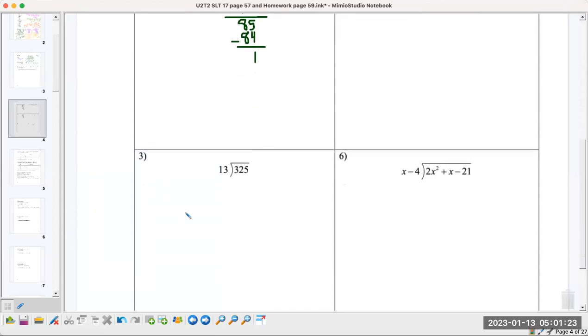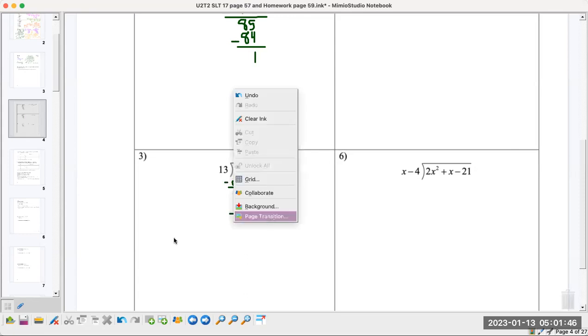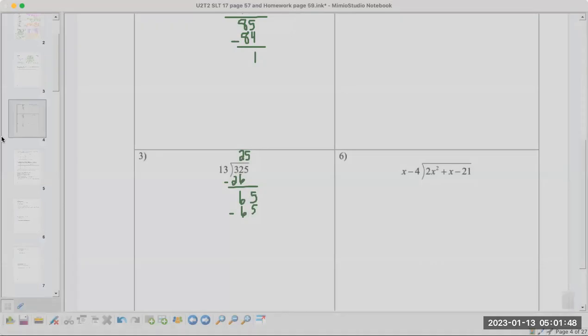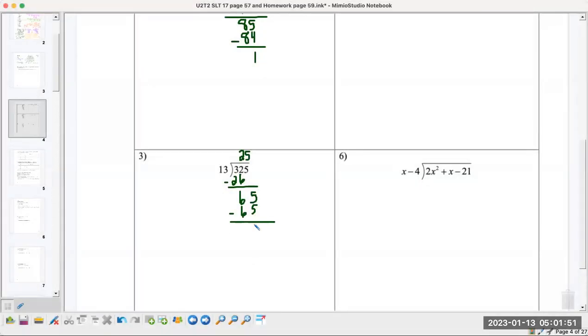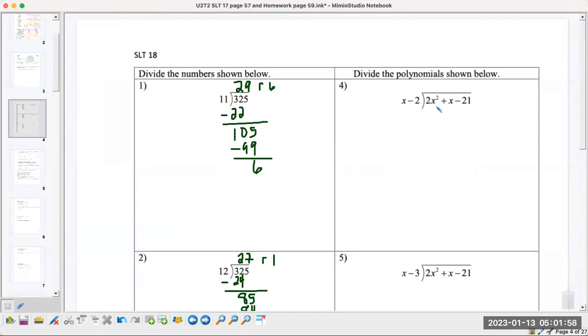All righty. 13 times 2 is 26. And so that's going to give me a remainder of 65. Oh, 13 goes exactly into 65 5 times. So 0. No remainder. All right, let's get back up to number 4, long division.